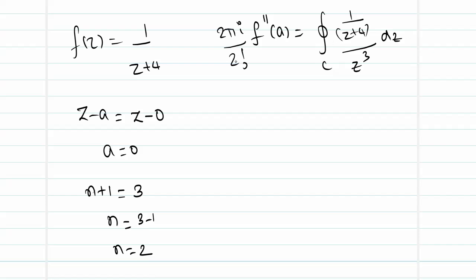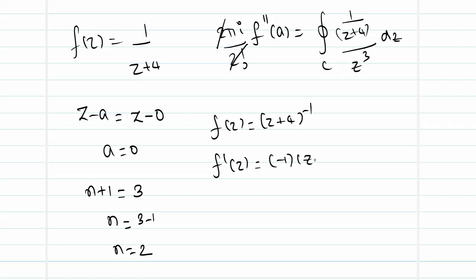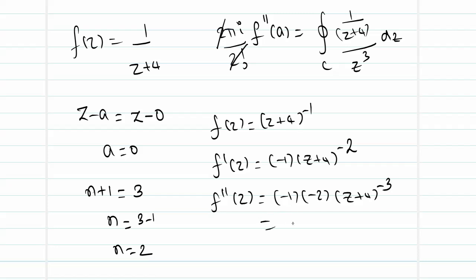Now we are ready for the final task. 2 factorial and 2 can be cancelled off. What I want is f double derivative of a. What is my f of z? I can rewrite this as z plus 4 the whole to the power of minus 1. Take the derivative: first derivative is minus 1 into z plus 4 whole power minus 2. f double derivative of z makes it minus 1 into minus 2 into z plus 4 whole power minus 3. So this simplifies as 2 divided by z plus 4 whole to the power of positive 3. So this is my f double derivative of z.